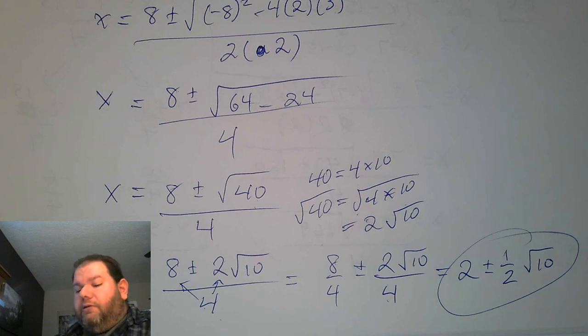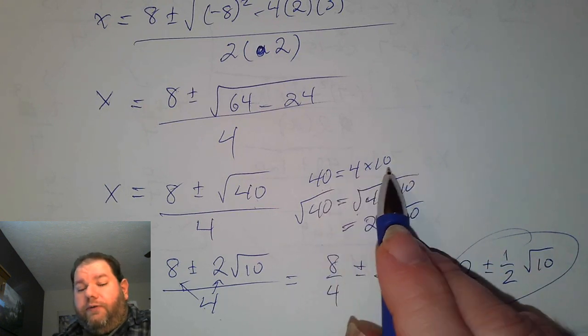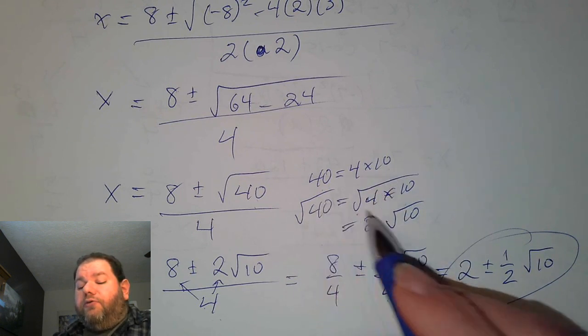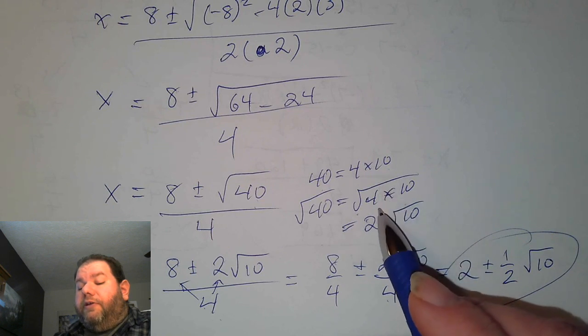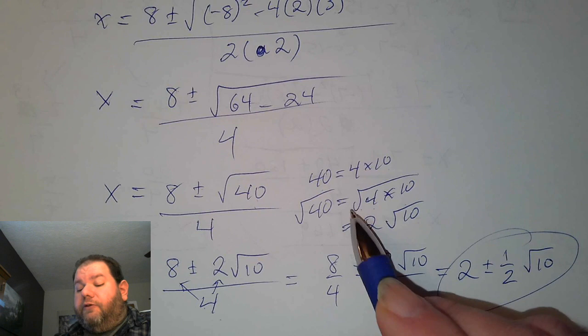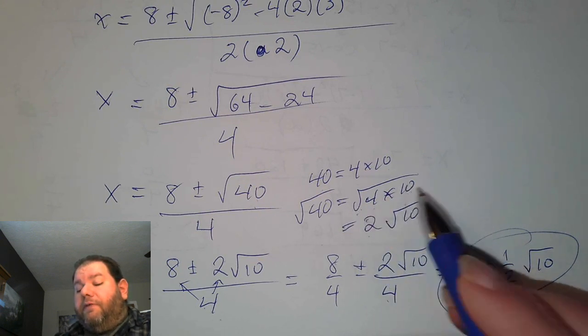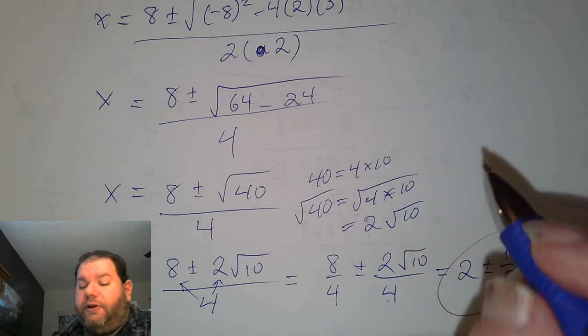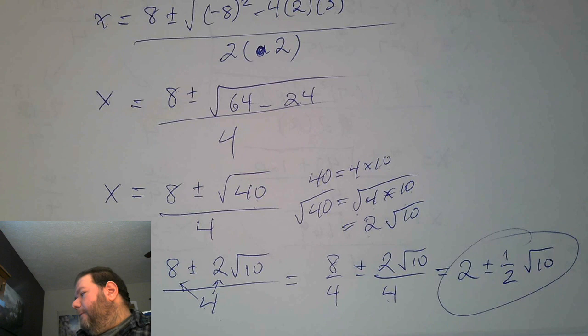And so we set up 40 equals 4 times 10, took the square root of both sides of the equation, and then the square root of 4, we can bring it outside as a 2. Square root of 4 is 2. And the square root of 10, we can't simplify any further, so we'll just leave it as square root of 10. Good.